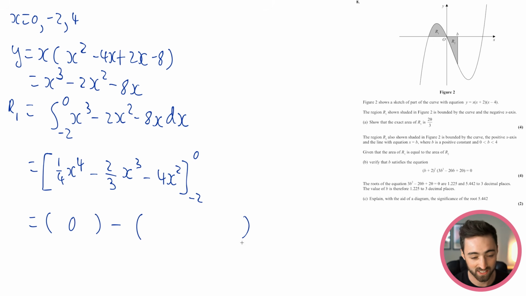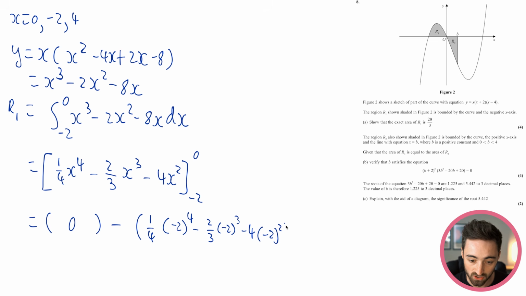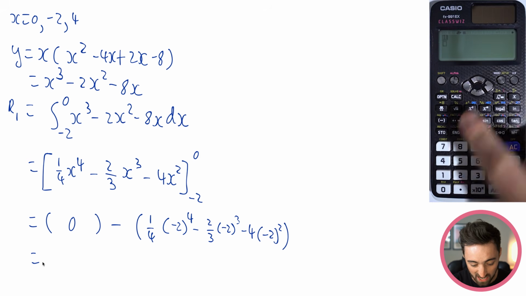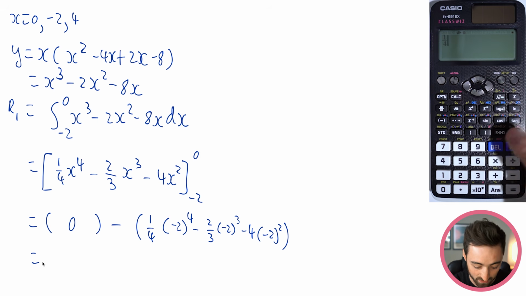Second one, probably not as easy, but let's just jump in. So I'm going to get 1 quarter times minus 2 to the 4 minus 2/3, definitely didn't give myself enough space in this bracket, times minus 2 cubed minus 4 times minus 2 squared, and then get it all into your calculator. Don't do it in your head, don't be a hero. Right, so I'm going to get a quarter, I'm going to work out this bracket, and then I'll just do the negative of it.